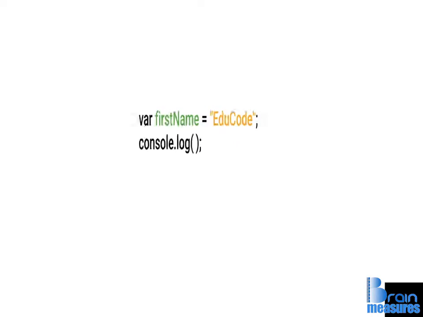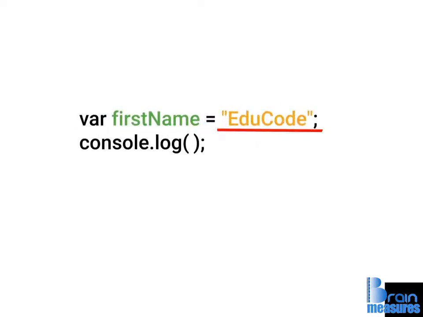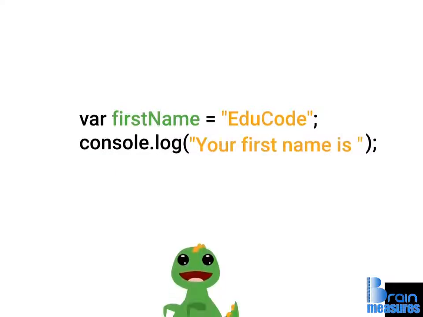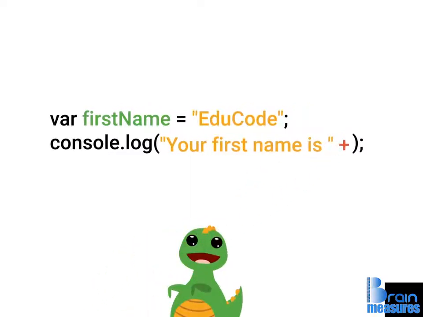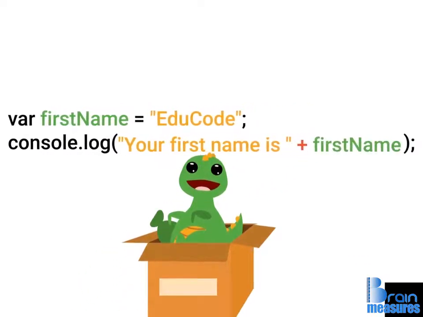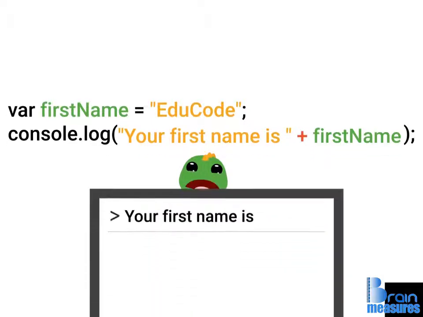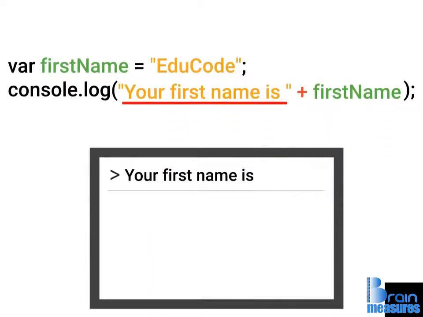Start with the variable first name, which has a value of educode and an empty console.log instruction. Add some text in that console.log. Next, to add a variable to that output, type a plus symbol and follow it with the variable name. That's it! When the program executes this line of code, it'll combine the text "your first name is" with the value of the variable first name to output "your first name is educode."